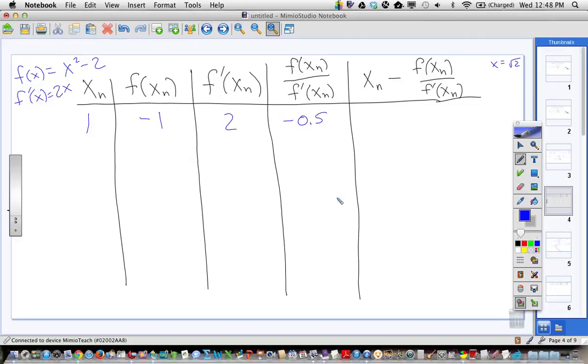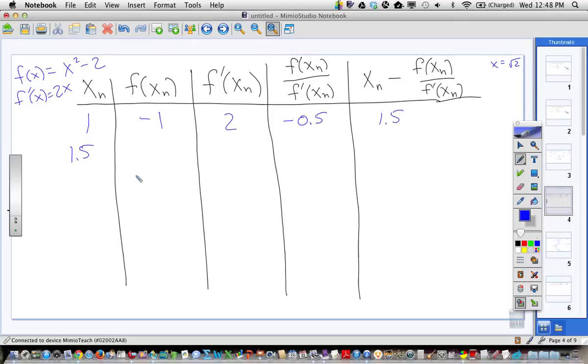Decimals are probably better than fractions here. So let's go negative 0.5. That's f divided by f prime. And then the last step would be take your original minus that fraction. So this column is kind of like the H column that Bailey had defined. So 1 minus negative 0.5 is 1.5. So then that becomes our next guess, and that becomes the next row of the table.